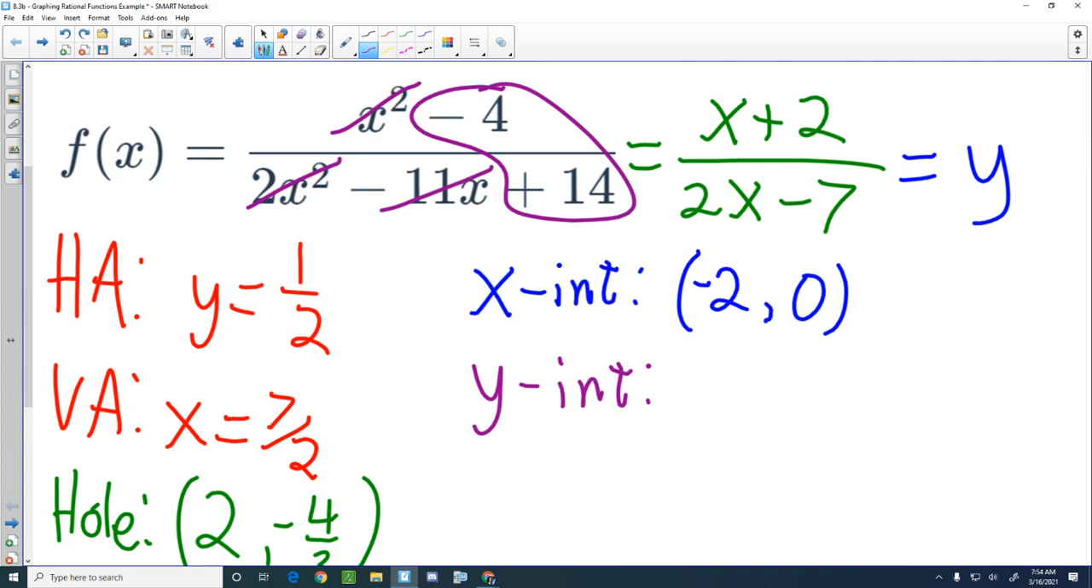Right, if I made all the x's into zeros, I'd be left with negative 4 over 14, which simplifies to negative 2 over 7. So I've got a y-intercept when x is 0, because remember, we plugged in a 0 for x. That's why everything canceled out. And we got negative 2 over 7, which is like negative 0.28. So those are the 5 properties of a rational graph.